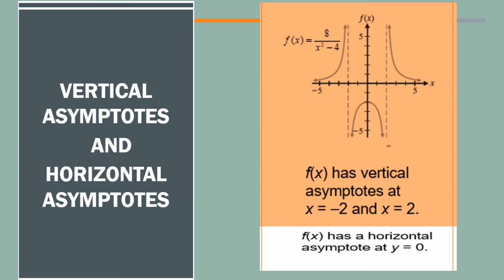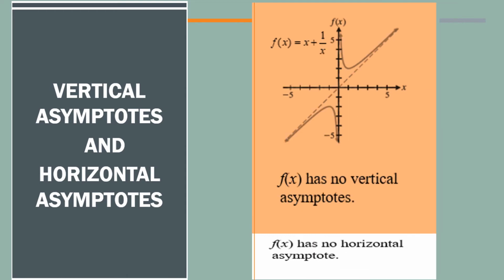For the second curve, both the lines x equal to positive 2 and x equal to negative 2 are vertical asymptotes. And the x-axis, which is y equal to 0, becomes the horizontal asymptote. For the third equation here, (x plus 1) by x, we don't have any vertical asymptote or horizontal asymptote. It doesn't have any vertical asymptote. It doesn't have a horizontal asymptote.